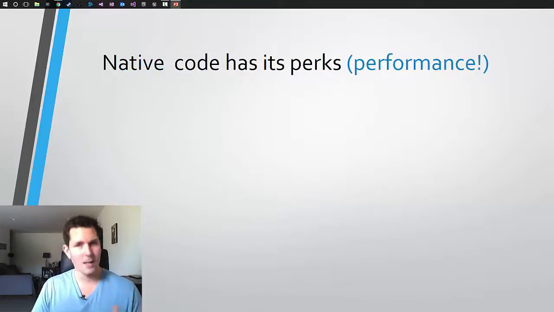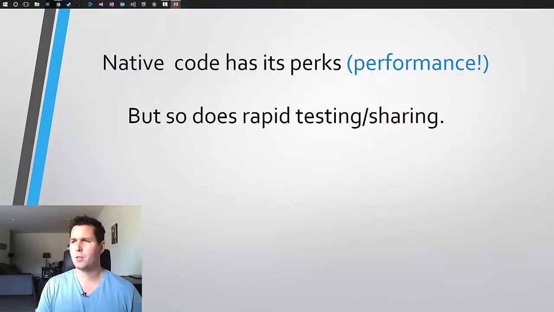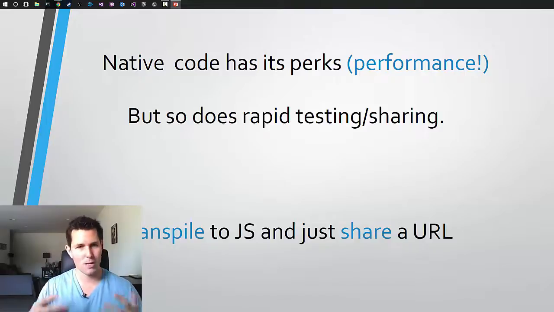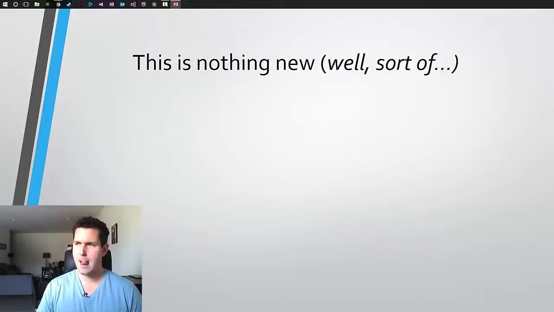So native code definitely has its perks. Let's get that very clear. Writing something in C or C++ has a huge perk, and that's performance. But so does rapid testing and sharing, right? For example, I can transpile my code to something like JavaScript and just share a URL with you. That's very convenient. I can hop on Twitter and tweet a link to the project that I'm working on, which you can then use and showcase directly inside the browser. That doesn't get any easier than that.